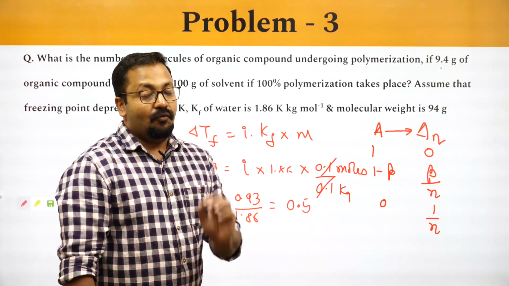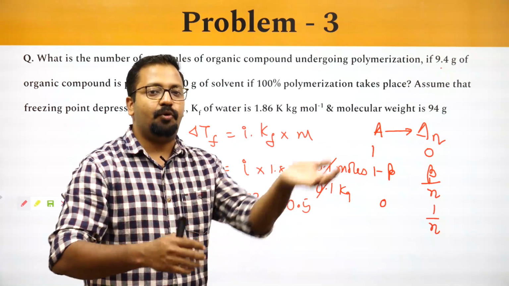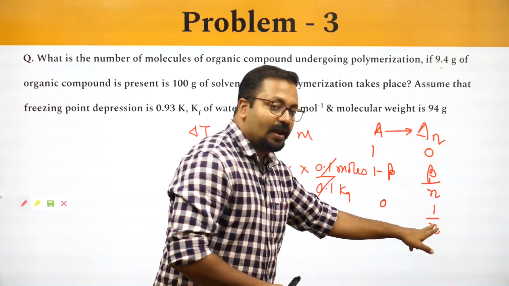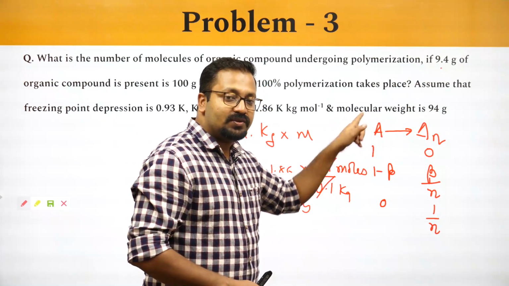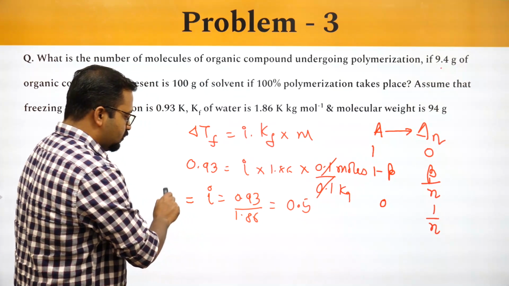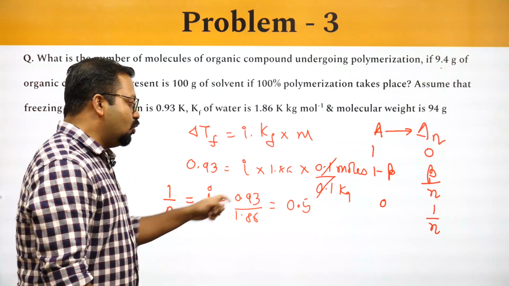ओके, व्हाट इज वेंट ऑफ फैक्टर? Total amount of substance present at a given point divided by the original amount. Total amount of substance कितना? 1 by n divided by the original amount, that is 1. So Van't Hoff factor I is equal to 1 by n. 1 by n is equal to 0.5.